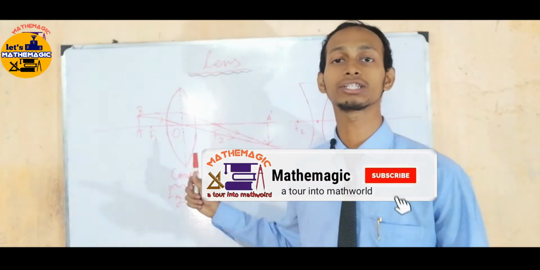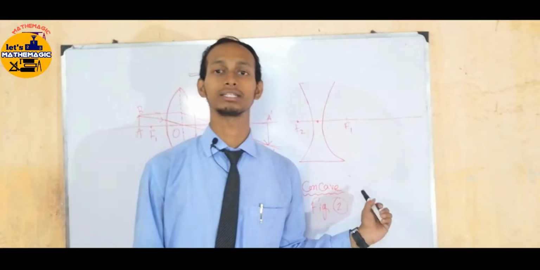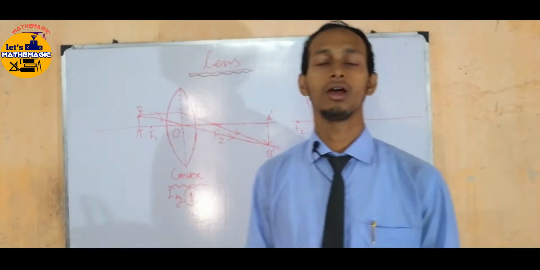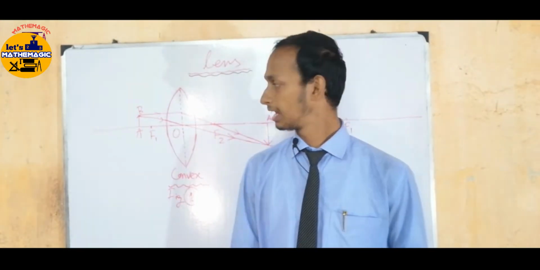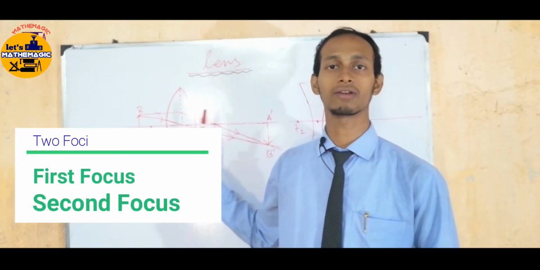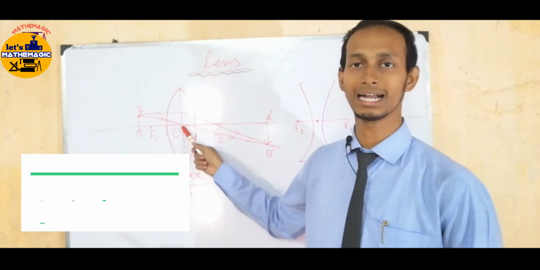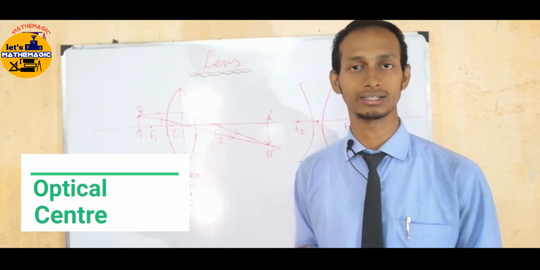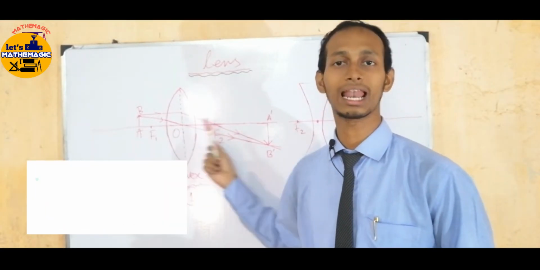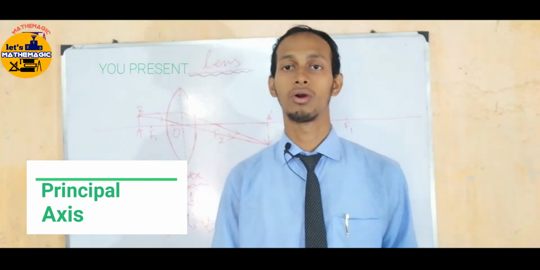There are actually two types of lens. One is the convex lens and another one is the concave lens. In these two types of lens, a few parts are there. Two focuses are there, that is, one is the first focus and another one is the second focus. And one point inside the lens is called the optical center. And this line, which is a horizontal line, you can see, is called the principal axis.